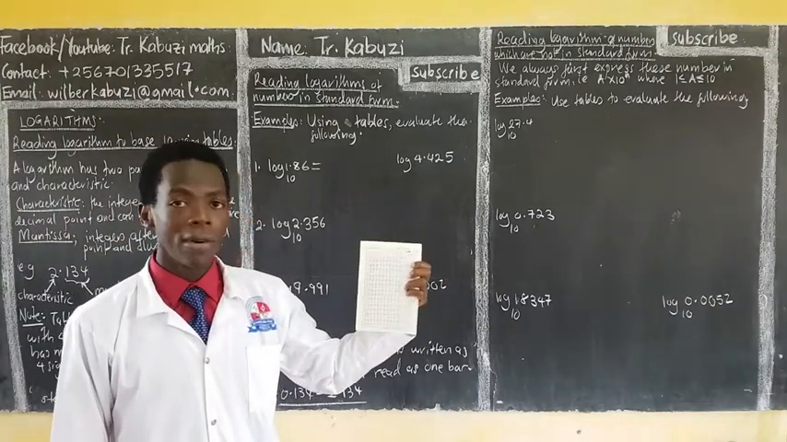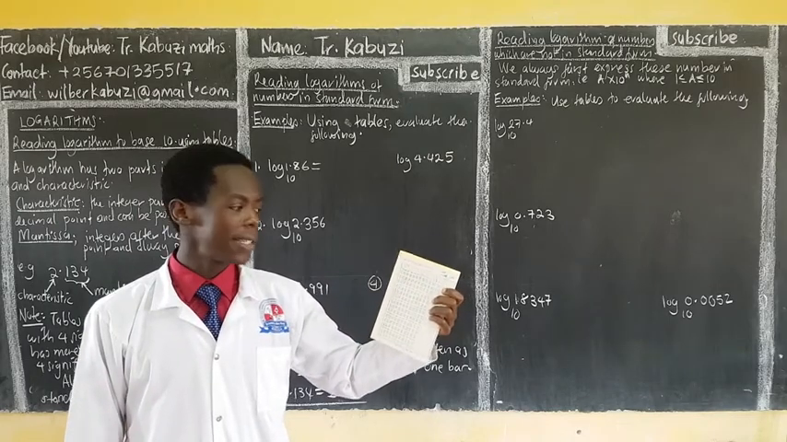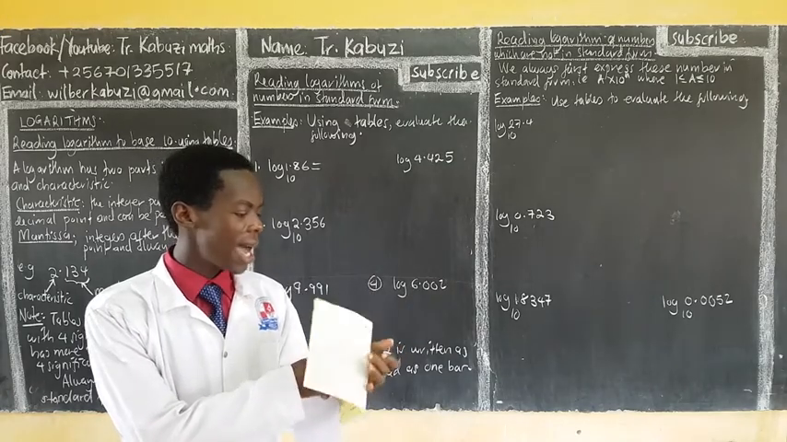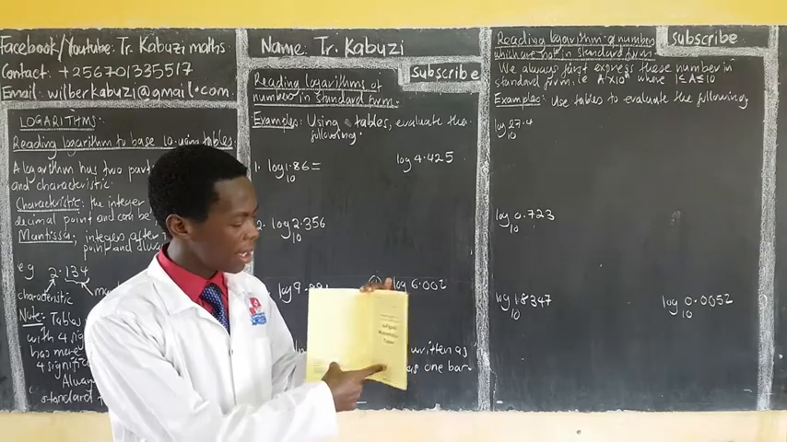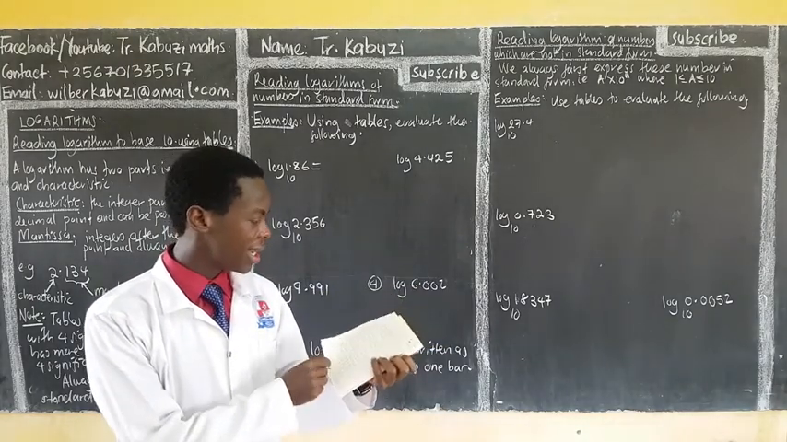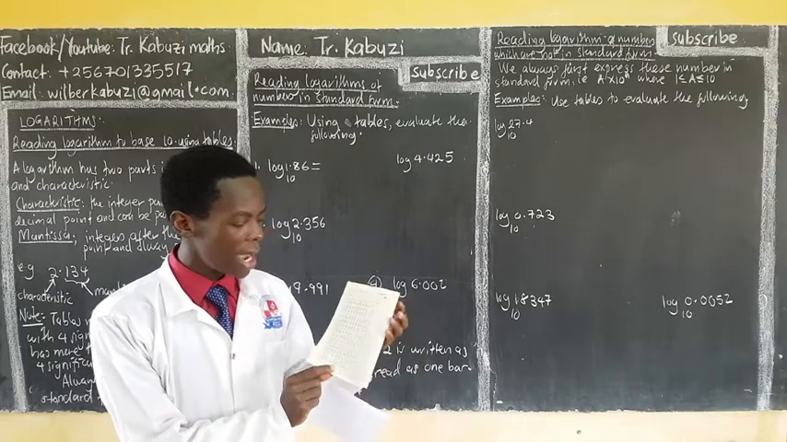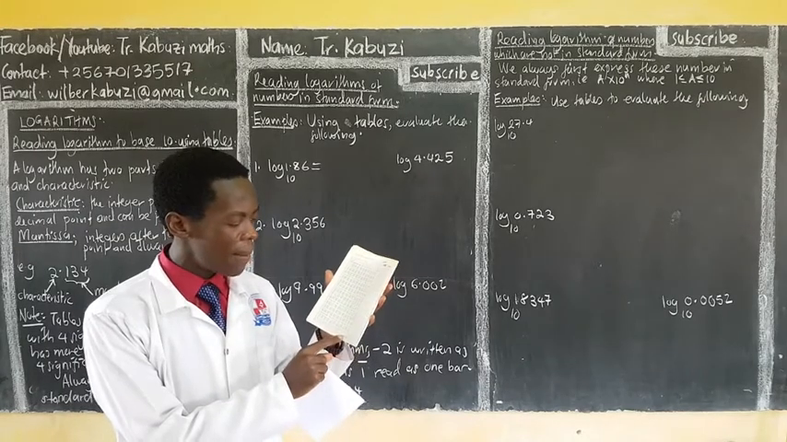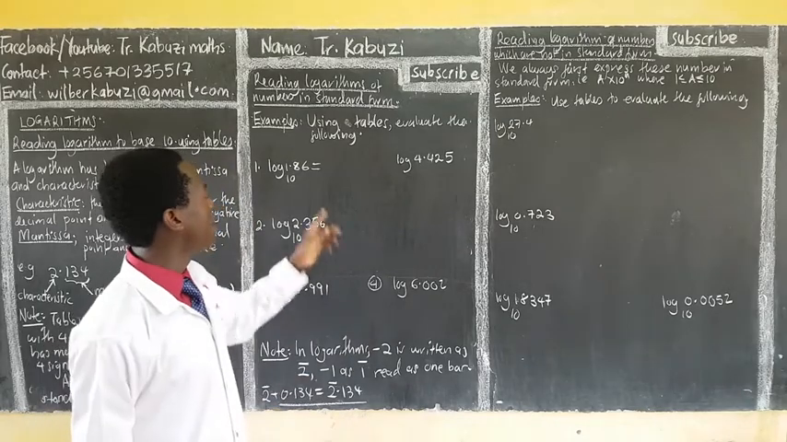This is my log table. And some people have the blue ones. Also you can use this. But if you have these small ones, they are of this type here. So if you have these ones, you can open the second page. So we are going to check, we always read logarithms of numbers to base 10, that's where we read. So let us read this one here.